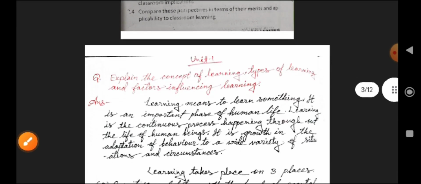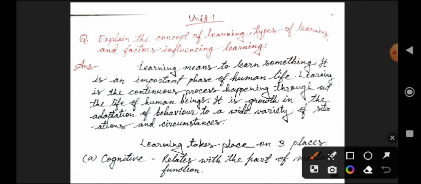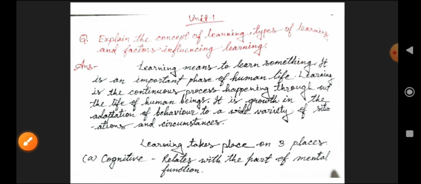So the question will come: explain the concept of learning, types of learning, and factors influencing learning. This will come, friends, in a long question. And for a short question, it will ask like explain the concept of learning, and sometimes it may be asked to explain the concept of learning and also its types. Okay, friends. So let's see what is learning.